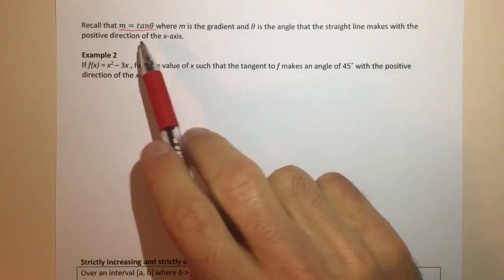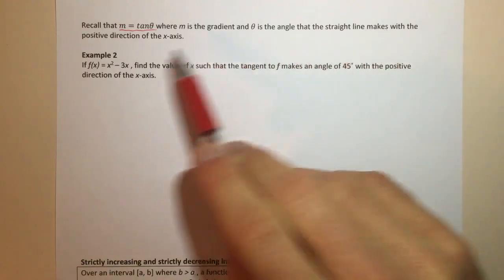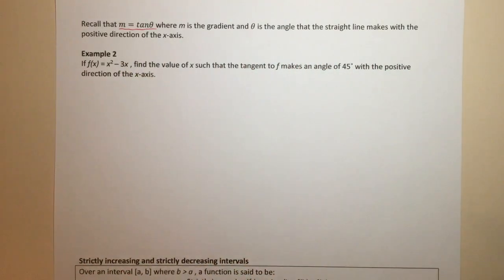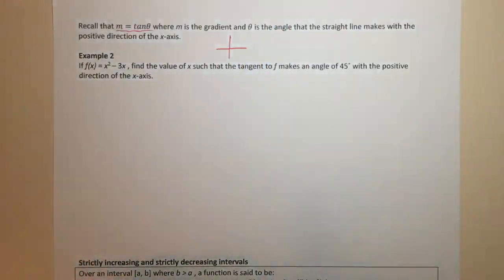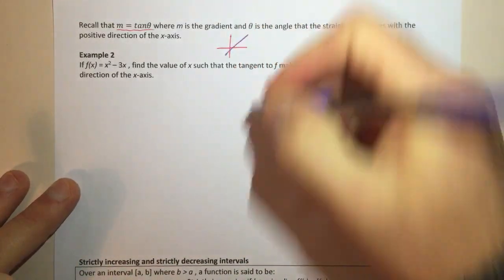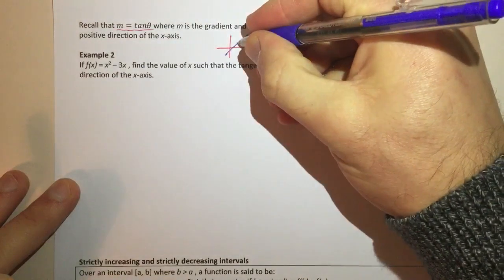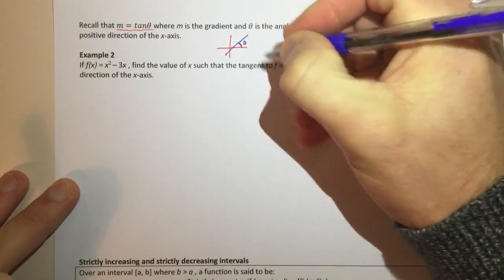So this rule is where m is the gradient and theta is the angle that the straight line makes with the positive direction of the x-axis, which really just means, I don't have a lot of room to draw a good sketch here, but if you had a line going like that, the positive direction of the x-axis is as you go to the right, so that would be theta there.